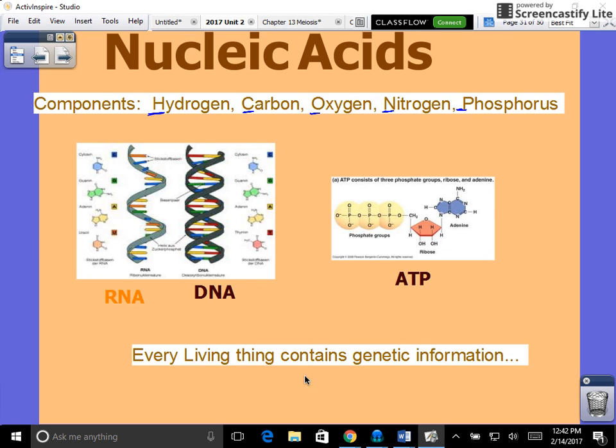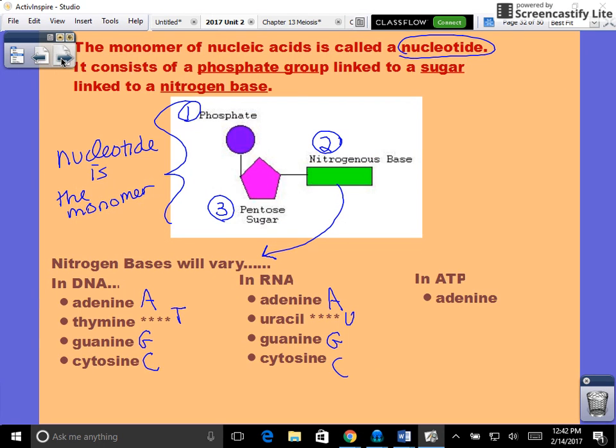Now, every living thing contains genetic information. So what you're going to find is RNA and DNA are involved in your genetic information. You're storing your instructions. ATP is going to be a little bit different. ATP is a form of energy that the cell can use, but all 3 of them are nucleic acids. They're all built on the monomer of a nucleotide.